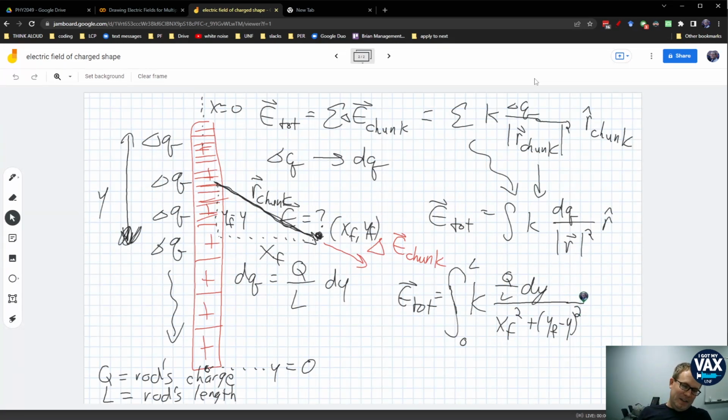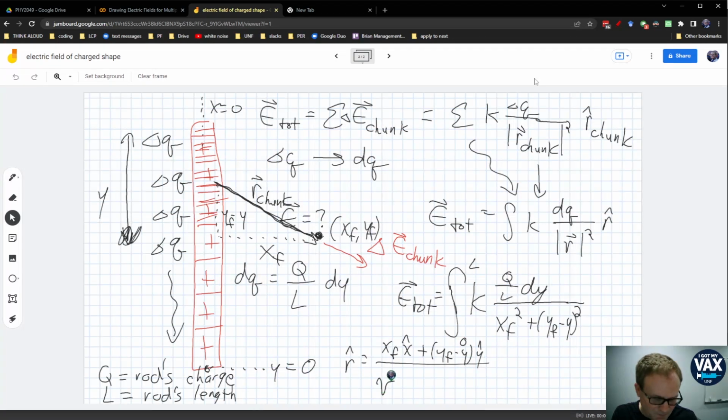Oh, and then I got to think about this r hat business. Basically, for the r hat, I'm going to take the position vector. So the position vector is going to be x_f x hat plus y_f minus y y hat, divided by square root, what's that going to be? Oh yeah, same thing I have over here: x field squared plus y field minus y squared. And so that's what's going to go in for r hat over here.